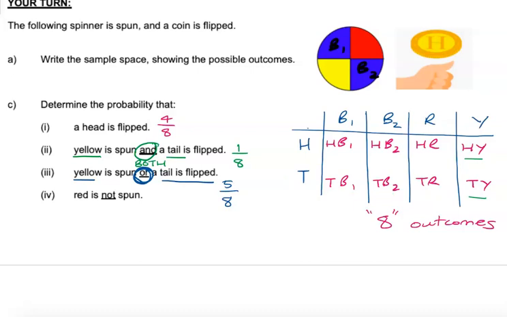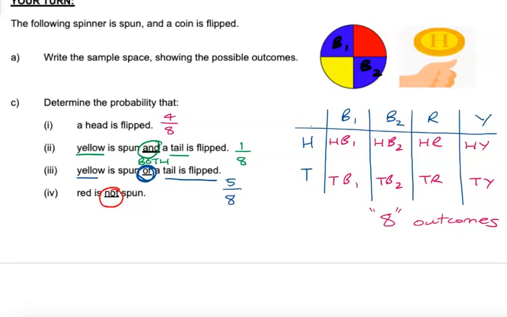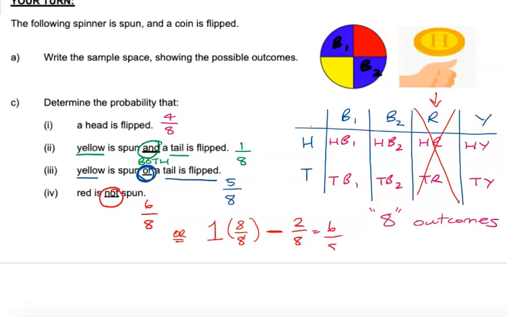And in our last question, what's the probability that red is not spun? So again, we're going back to the "not", which is the complement. So we could ignore again red in our table, and that means we have 6 out of 8 outcomes. Or we could do the total, 1 whole, or 8 out of 8 options, take away where red is spun, and that's taking 2 out of 8, which will again give us 6 out of 8.